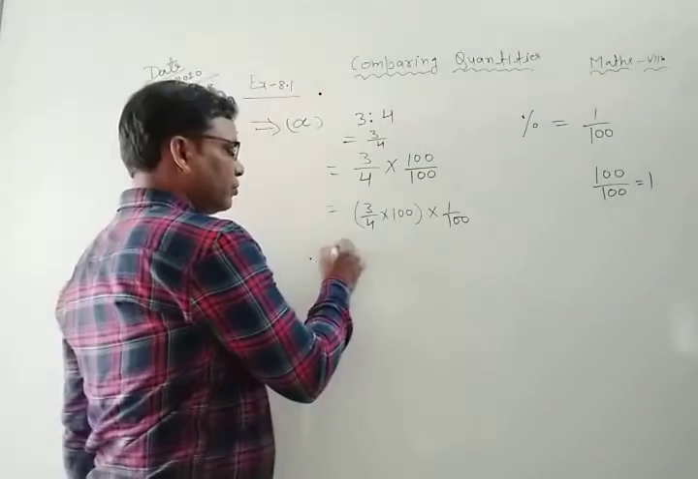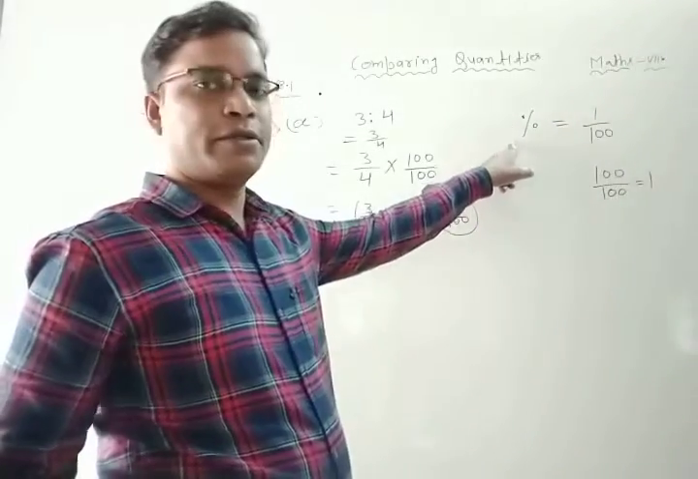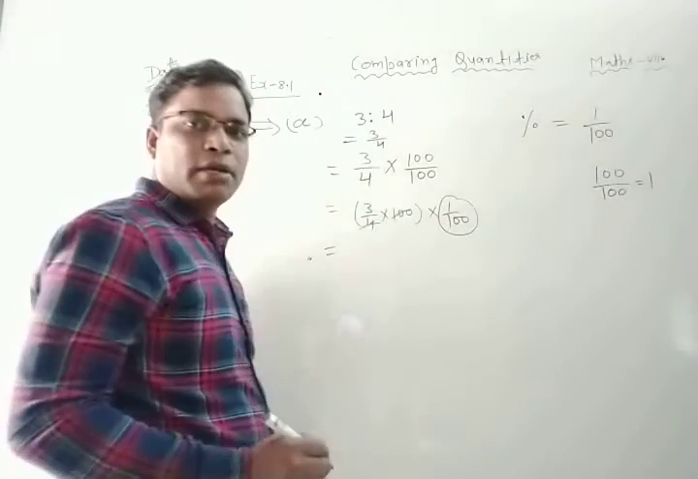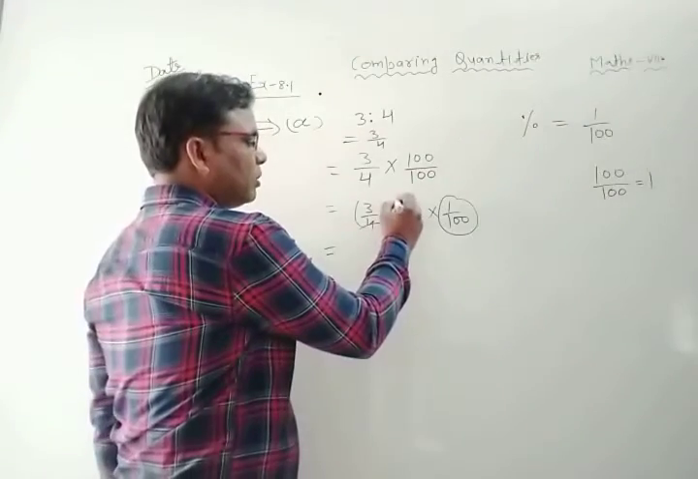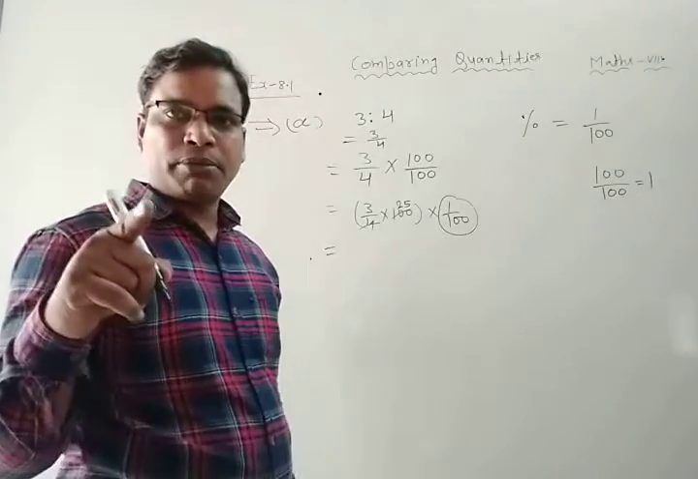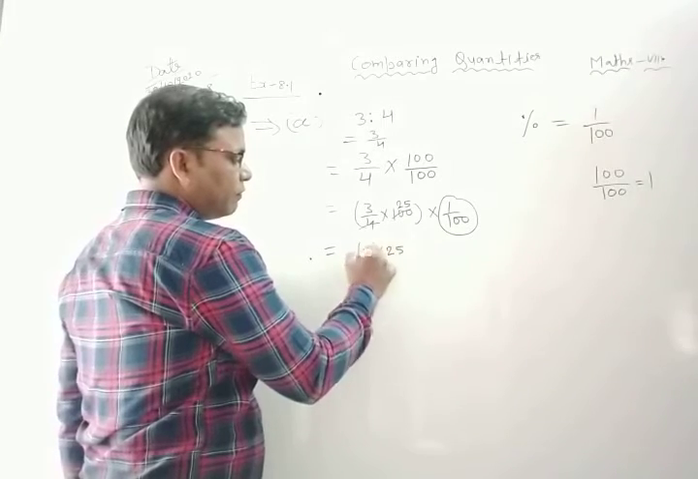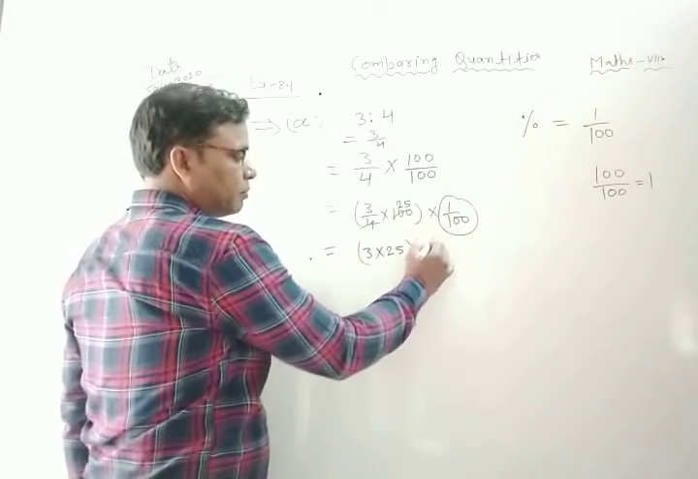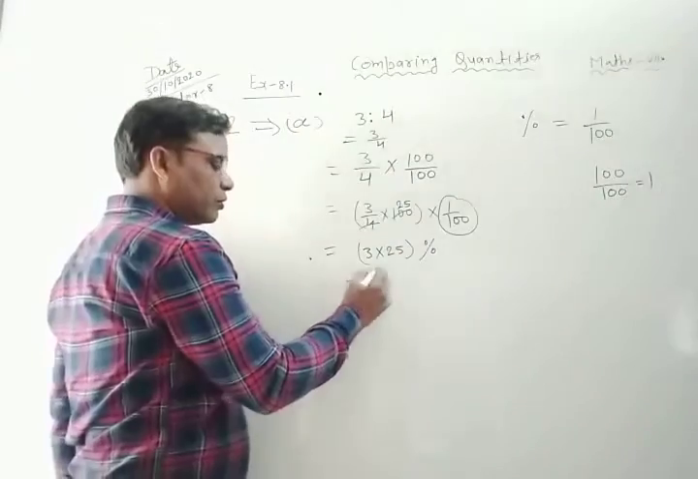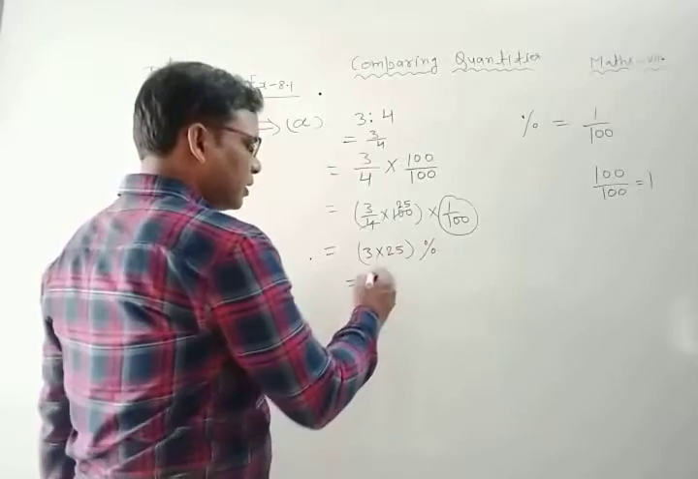Now, what is this? This 1 by 100 is percentage. So you can cancel 4. If you divide 100 by 4, then you obtain 25. So here we have 3 into 25 in bracket, but it becomes percentage. Percentage means 1 upon 100. Now 3 into 25 becomes 75.